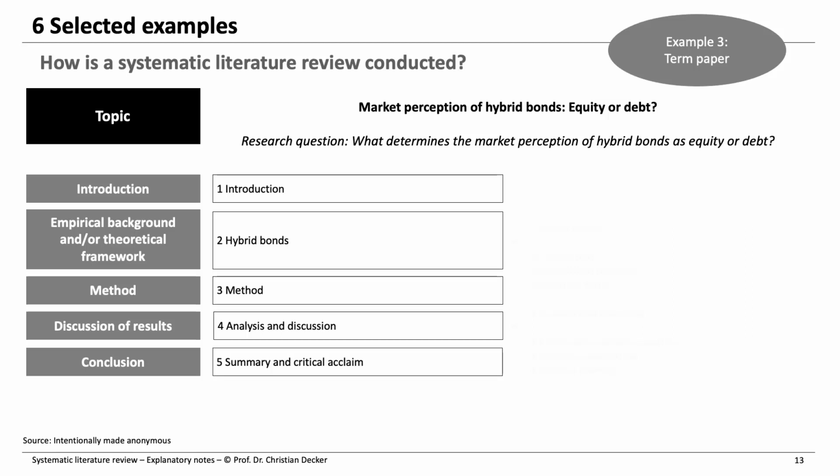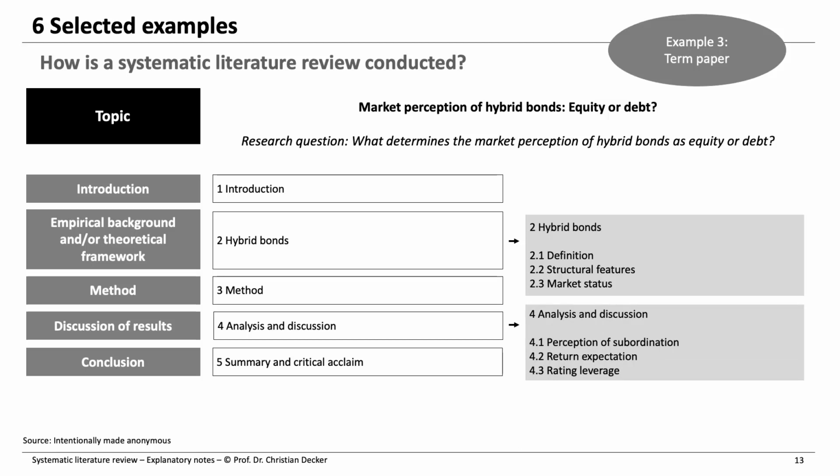The second chapter, Hybrid Bonds, is further broken down as follows. Subchapter 2.1, Definition. Subchapter 2.2, Structural Features. Subchapter 2.3, Market Status. The fourth chapter, Analysis and Discussion, is further broken down as follows. Subchapter 4.1, Perception of Subordination. Subchapter 4.2, Return Expectation. Subchapter 4.3, Rating Leverage.